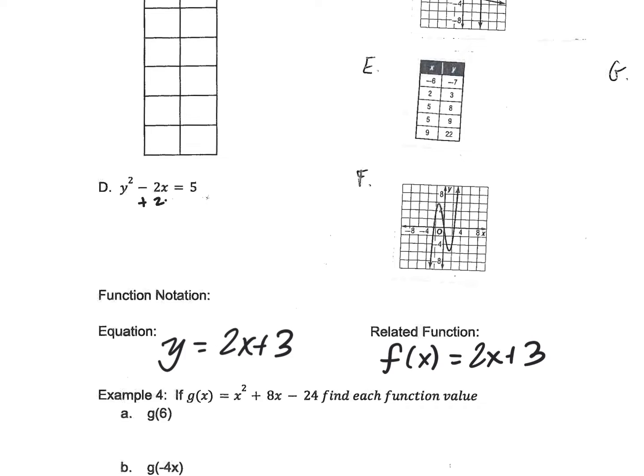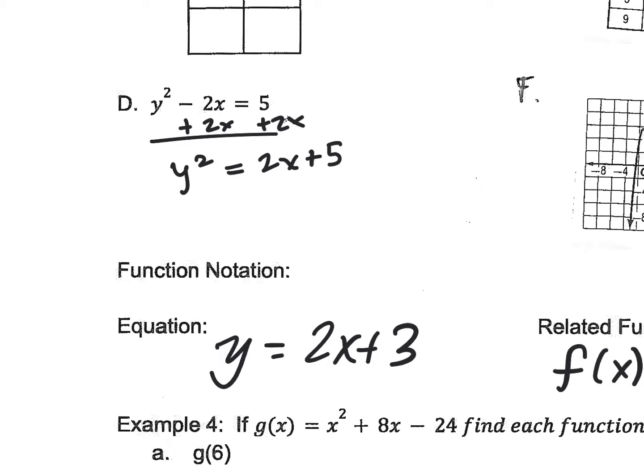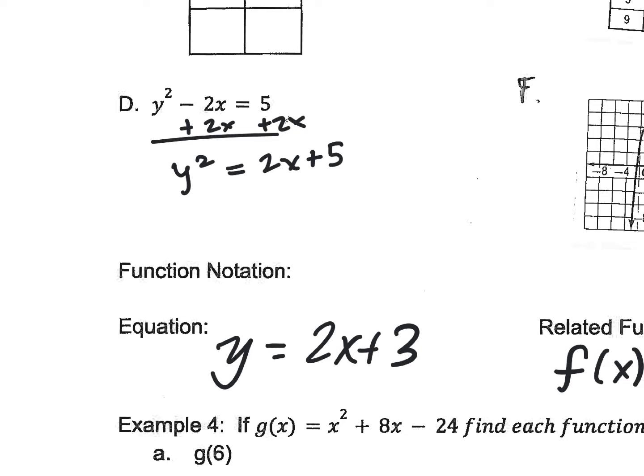Okay, we're going to add 2x to both sides. And we have y squared equals 2x plus 5. And now what? We already squared both sides. We've got to get rid of the square. Square root, yeah. If you square root both sides, what goes in front of the square root symbol if we're solving? Plus or minus. So we have y equals plus or minus the square root of 2x plus 5.